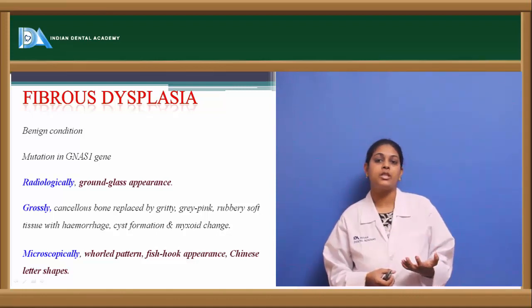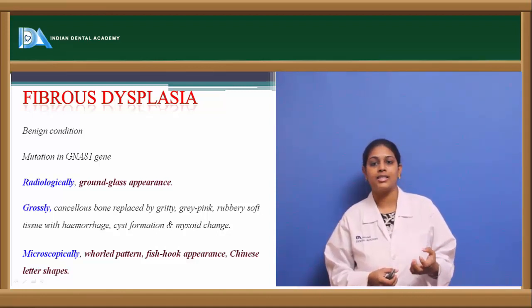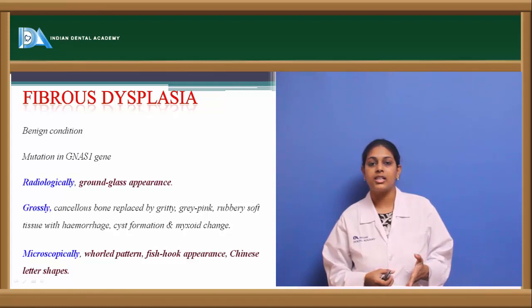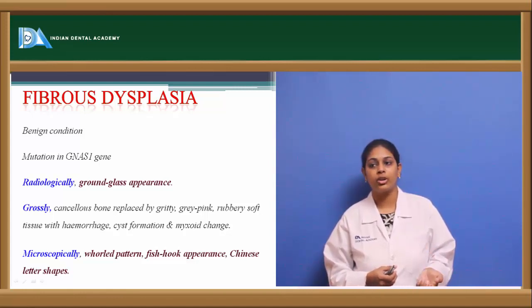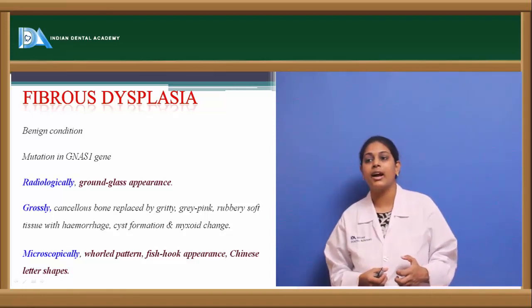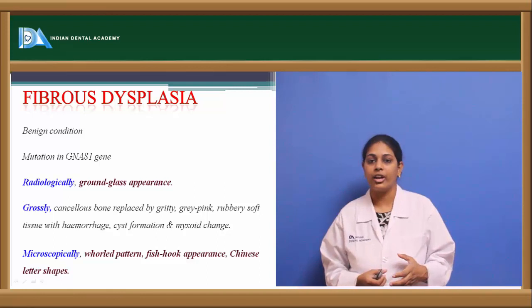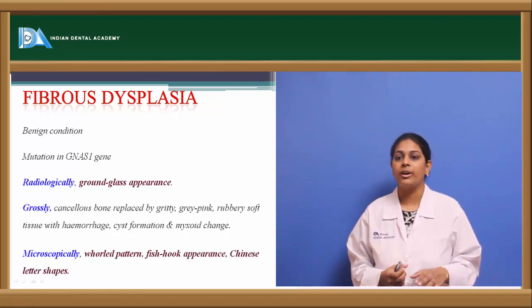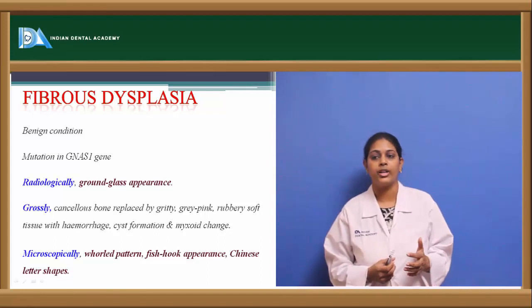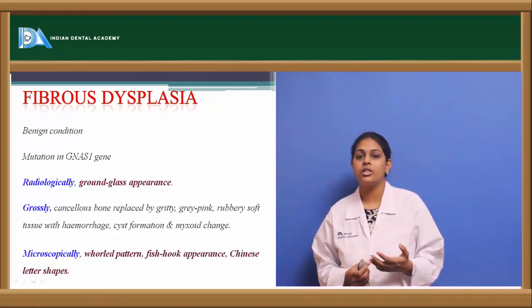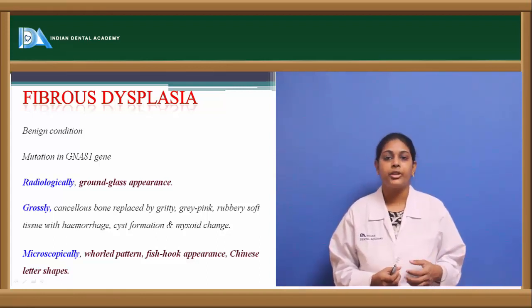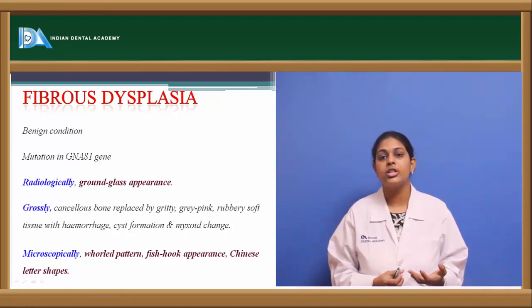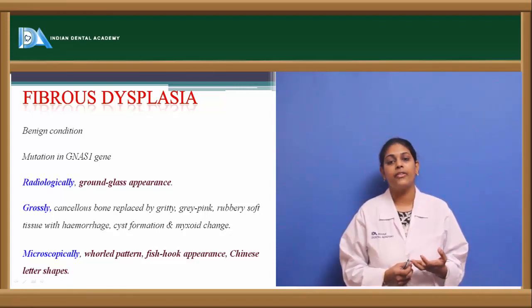In a gross specimen, it usually involves cancellous bone. The lesion involves cancellous bone which is being replaced by fibrous tissue, and this fibrous tissue appears gritty, with a grey to pinkish color, and on palpation a rubbery soft consistency can be appreciated. This dysplastic lesion usually shows areas of hemorrhage, cyst formation, as well as certain myxoid changes.